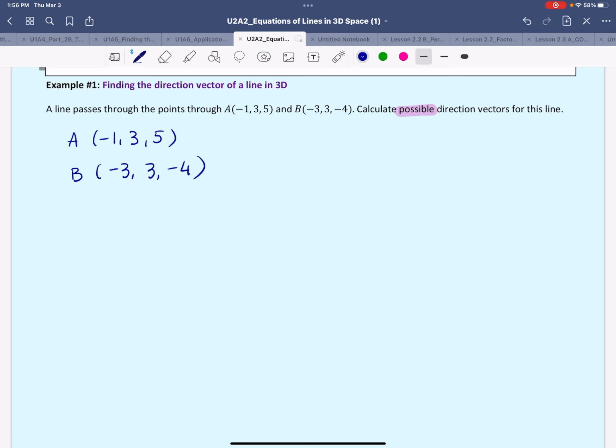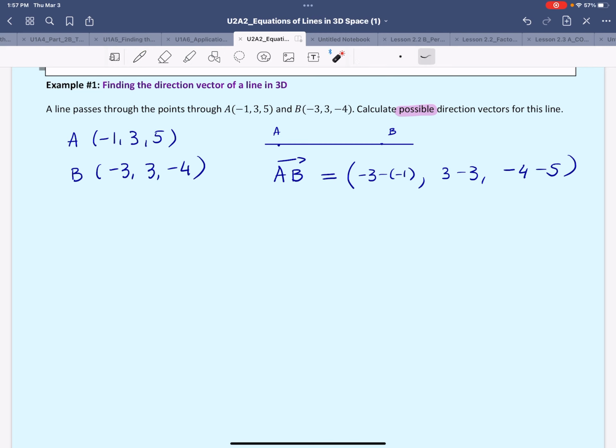So we're going to say that if a line passes through 2 points A and B, then the line must follow the direction of AB. So it can follow the direction of AB this way or the direction of AB this way, right? It doesn't really matter. If we knew the coordinates of vector AB, then we can figure out any vector that is parallel or goes in the same direction as AB. So that would be -3 minus -1, 3 minus 3, and then -4 minus 5.